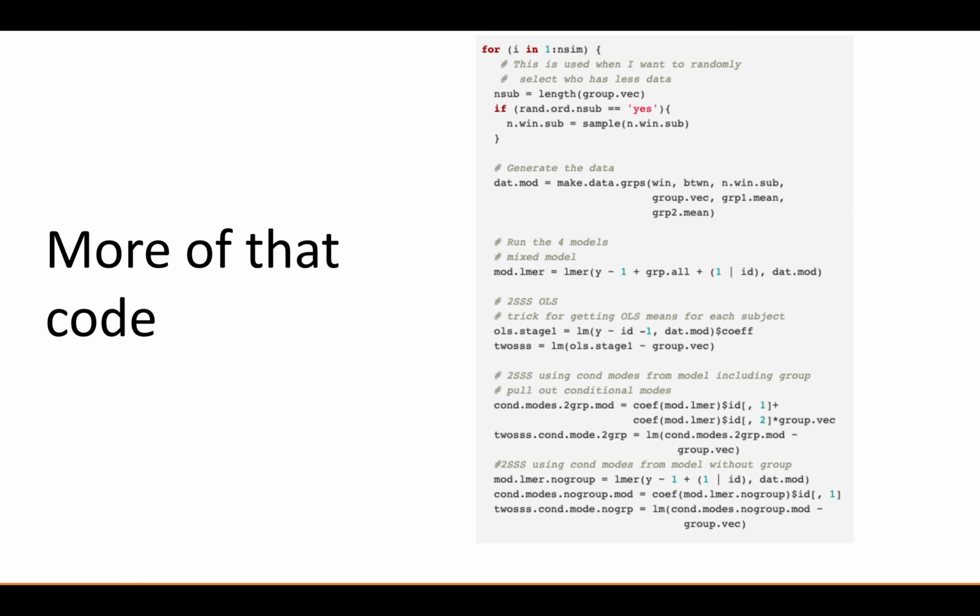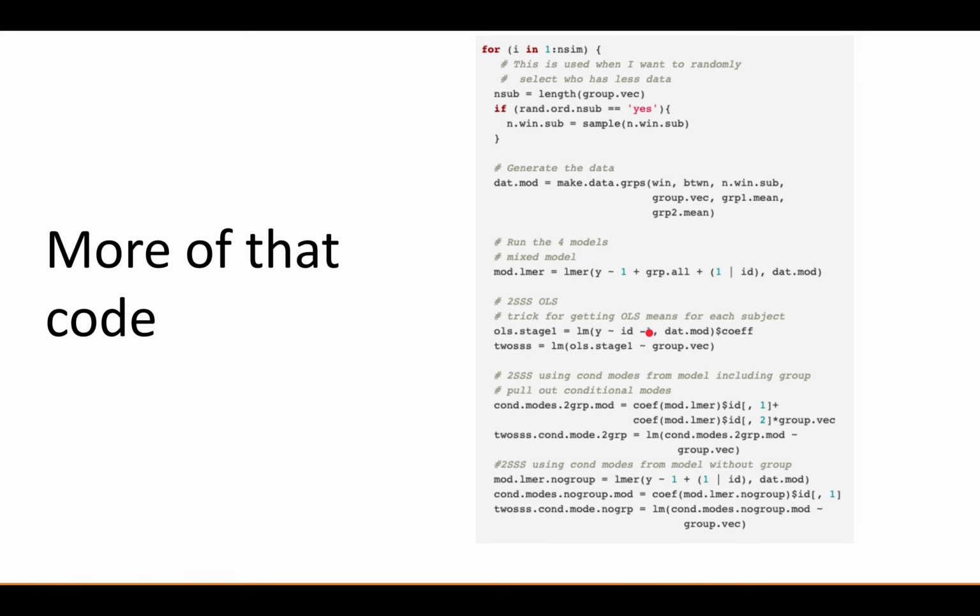Anyway, here's more of the code. I'm just showing you this to show you the different models that are used. So here's that mixed model. So this is, spoiler alert, the best way to go. I just have the group variable and then a random intercept. That's the first one. Then we have the 2-stage summary statistics approach using ordinary least squares at each step. This is stage 1. It's actually a trick that you can use to get within subject means really quickly.